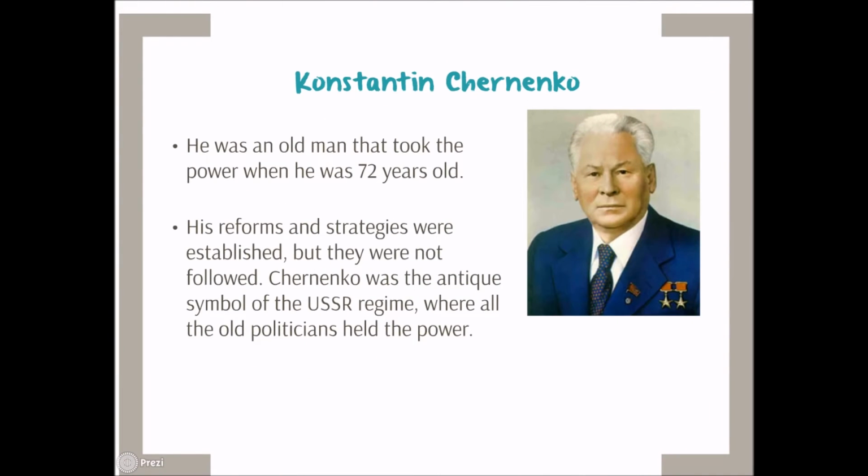Finally, we have Konstantin Chernenko, and he was an old man that took the power when he was 72 years old, and his reforms and strategies were established, but they were not really followed. And he was an antique symbol of the USSR regime, where all the old politicians held the power. And his government lasted only for 1 year, and he died because of his health conditions. And with him, a new era started where the regime of Mikhail Gorbachev began.